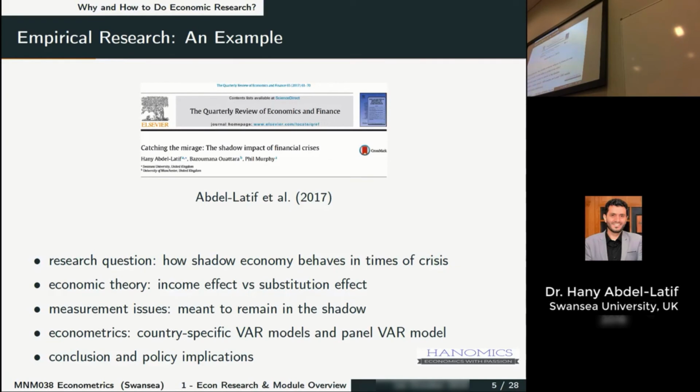Anyway, just to give you an idea, writing an empirical paper is like a journey. You start with a question, you dig a little deeper to see what theory tells us about it, and then these sort of issues arise. Measurement: how are we going to measure what is meant to be covered, to be in the shadow all the time? It's something you're not meant to see anyway.